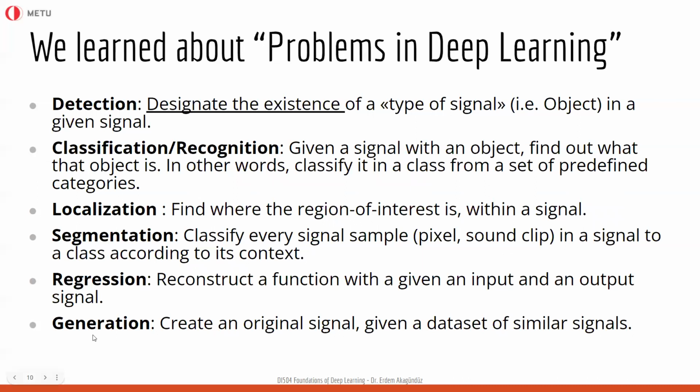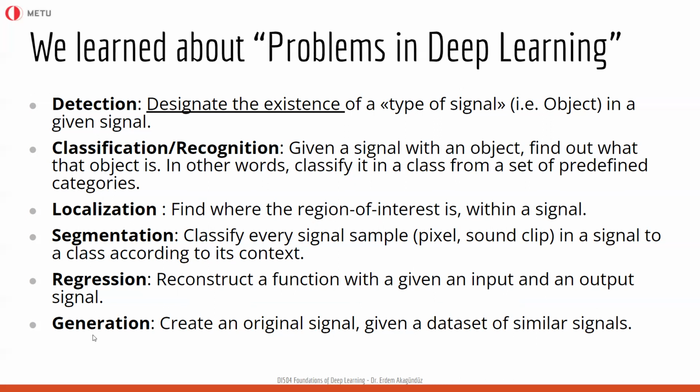And actually, the things that you learn in this course cover almost all of these problems except for generation. Generation is a bit different task, which requires different types of architectures like autoencoders or generative adversarial models, GANs. We did not cover those, but I believe they are advanced concepts, and mentioning them in an introductory level course may be okay, but covering them entirely will not be possible. So detection was designating the existence of a type of signal. So speech detection on a sound signal, or face detection on an image, or animal detection in a text, whatever.